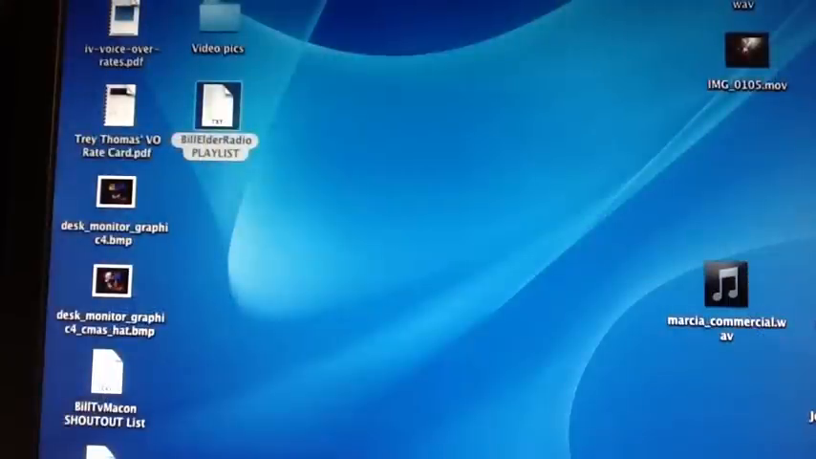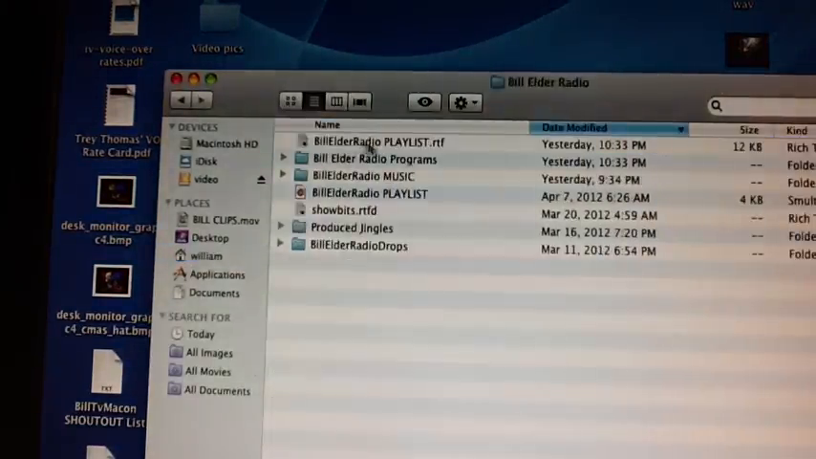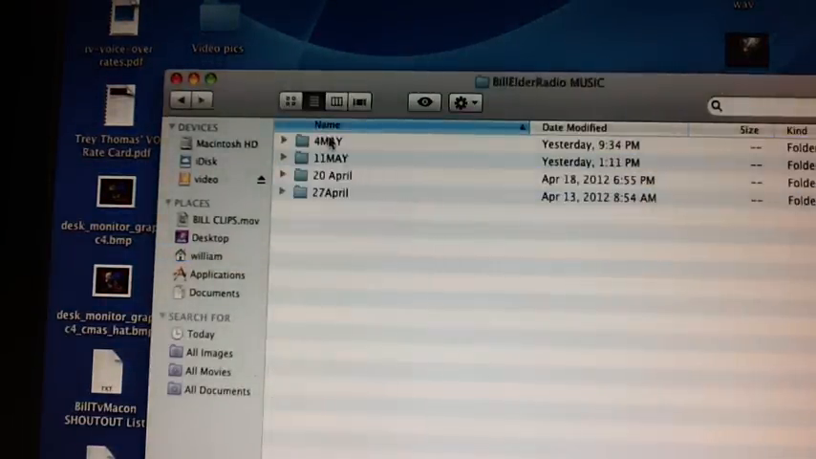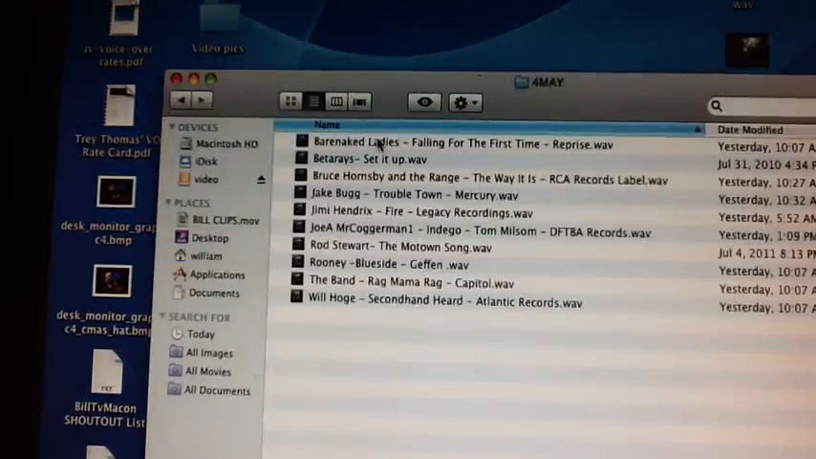Okay, so the first thing I do is I open up Bill Elder Radio, then go to Bill Elder Music, and here's the one that I just completed. And these are all the songs that I had to choose from. I always grab more songs than I think I'll need. And yes, it's usually 8 or 9 per broadcast that I need.